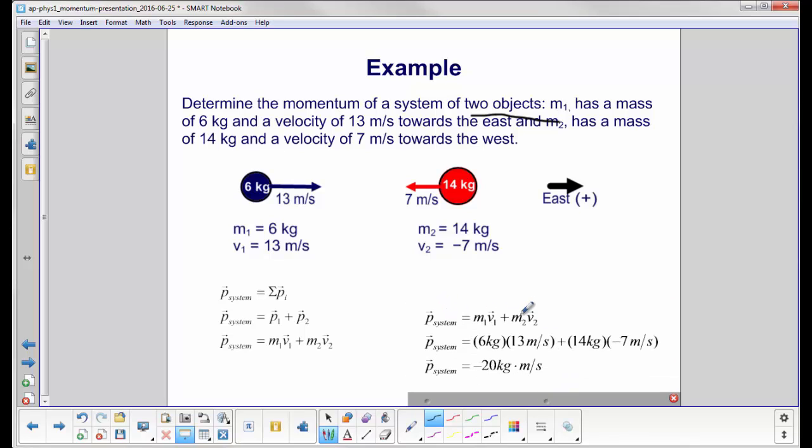Here's our total momentum. For this object here, it's 6 kilograms. The velocity is to the right, which is the positive direction, so we put in a positive 13. This object is going to the left. That's a negative 7. We do the arithmetic, and we find out that the total momentum is negative 20 kilogram meters per second, so that means the total momentum is to the left, or to the west, or negative, depending on which answer you want to give. And as long as you stay consistent, you'll be fine.